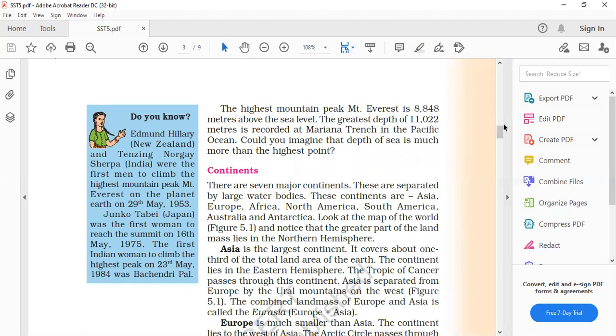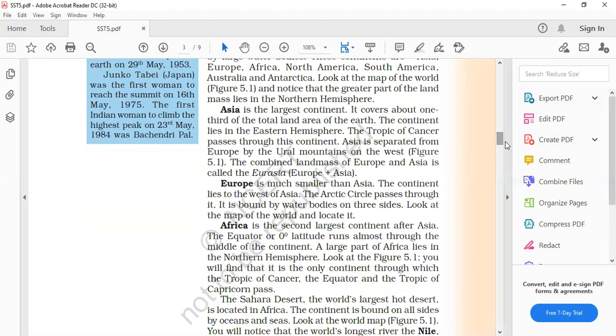You can get individual short notes, like write a short note on Asia, write a short note on Europe, write a short note on Africa. So you have to read everything line by line. There are lots of MCQs in between this section, so you have to read all of it.